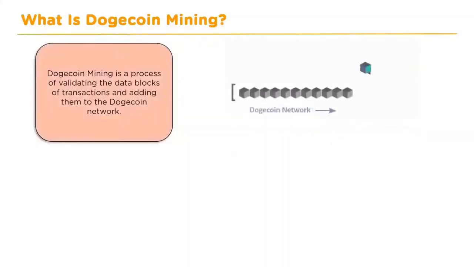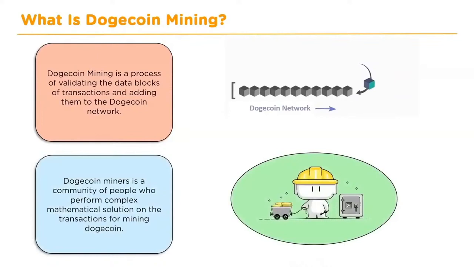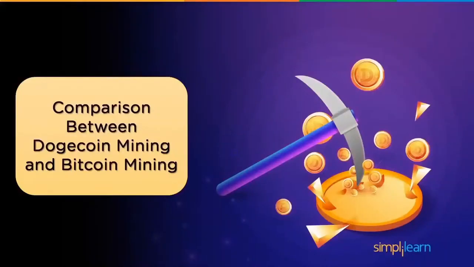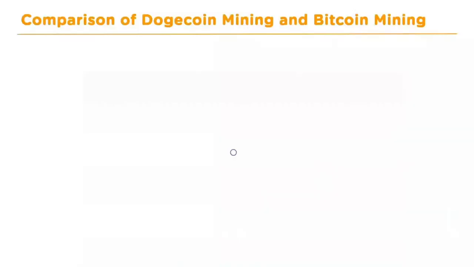Dogecoin mining is a process of validating the data blocks of transactions by solving a complex mathematical problem and adding them to the Dogecoin network. Each confirmation of transactions adds a new block to the Dogecoin network. Miners perform this process. Dogecoin miners are a community of people who perform complex mathematical solutions on the transactions for mining Dogecoin. That makes me wonder what the difference is between Dogecoin mining and other cryptocurrencies' mining process.